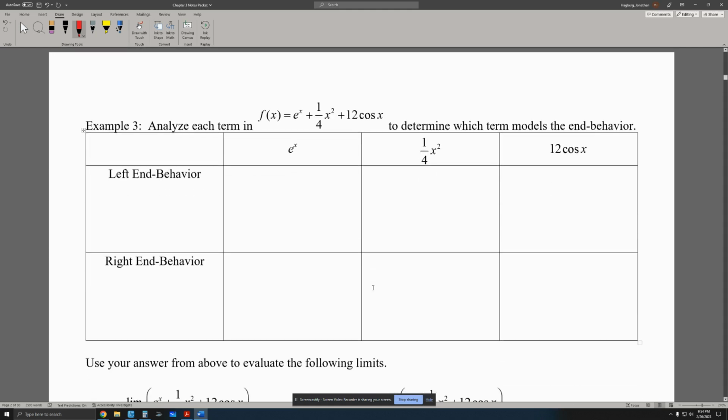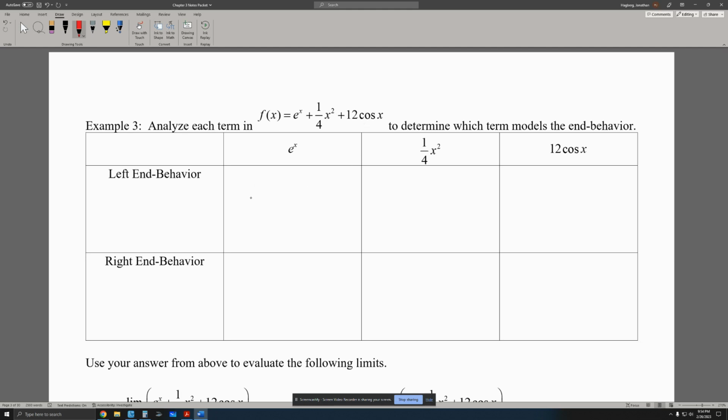All right, so now let's take a look at each term in this next function. Here we have f of x equals e to the x plus 1/4 x squared plus 12 cosine x. So we've got an exponential term, a polynomial term or a quadratic term, and then a trigonometric term. So let's start with the exponential term, e to the x.